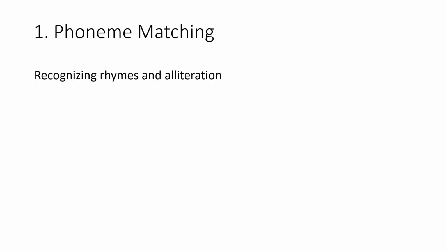Number 1 is phoneme matching, specifically recognizing rhymes and alliteration. Rhymes. There are a few ways you can work with rhymes. You might ask, which words rhyme? Meat, elite, or leaf? You would ask the students to identify that the 2 rhyming words are meat and elite.